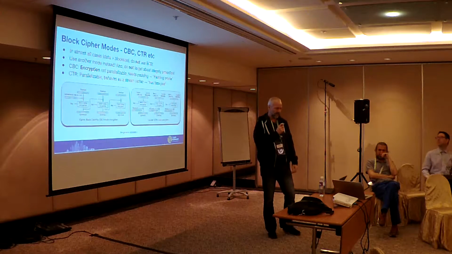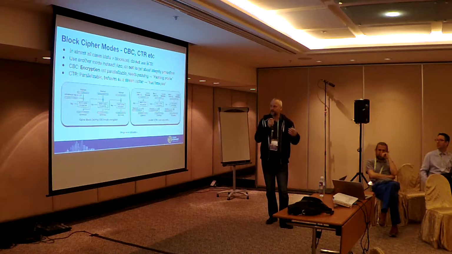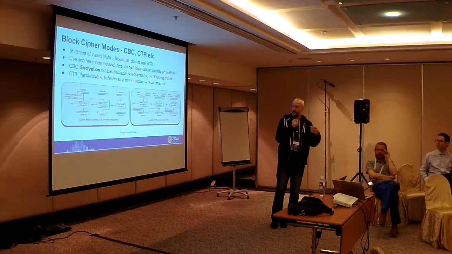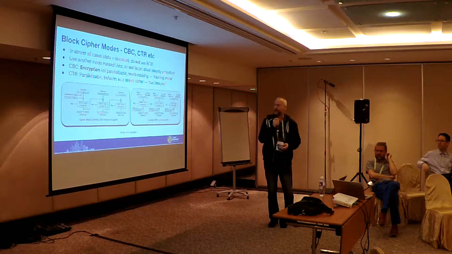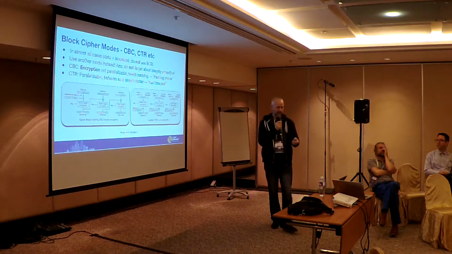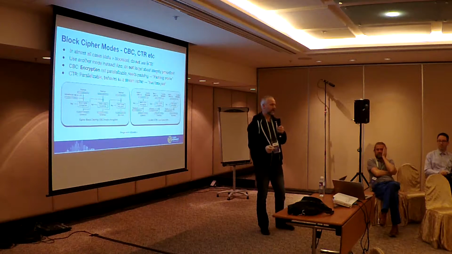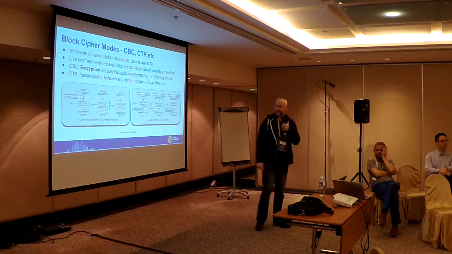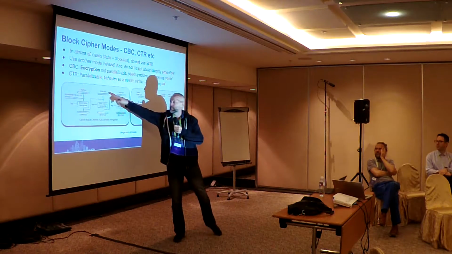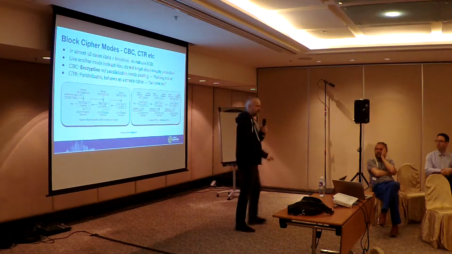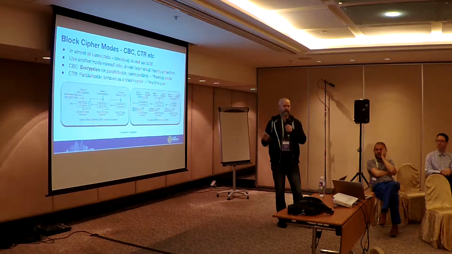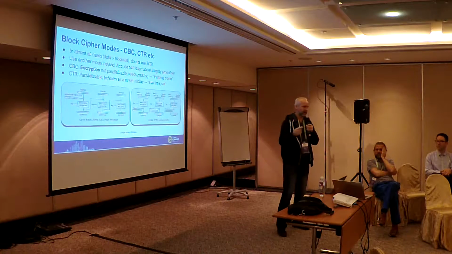CBC is a mode that you can't run in parallel when you're doing encryption, but you can when you run the decryption. But this mode also needs padding, so it's subject to something called a padding oracle. I don't have the encryption image here, but it's the reversed way. You can basically modify the ciphertext by XORing in information, and when you do that, you can find a good padding value, and by doing that you can figure out the plain text.